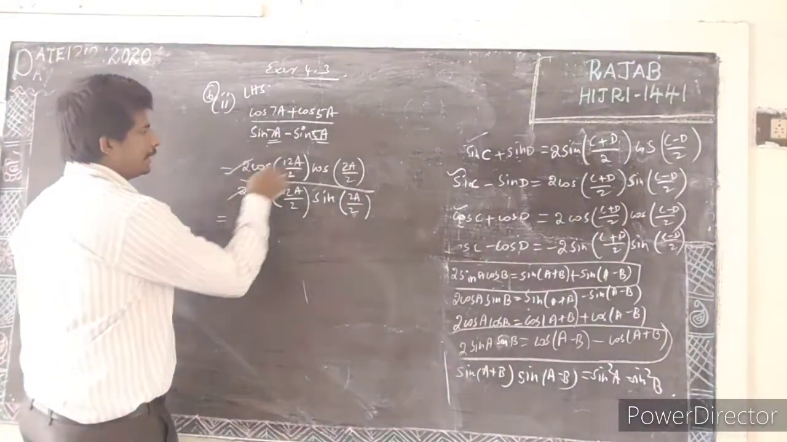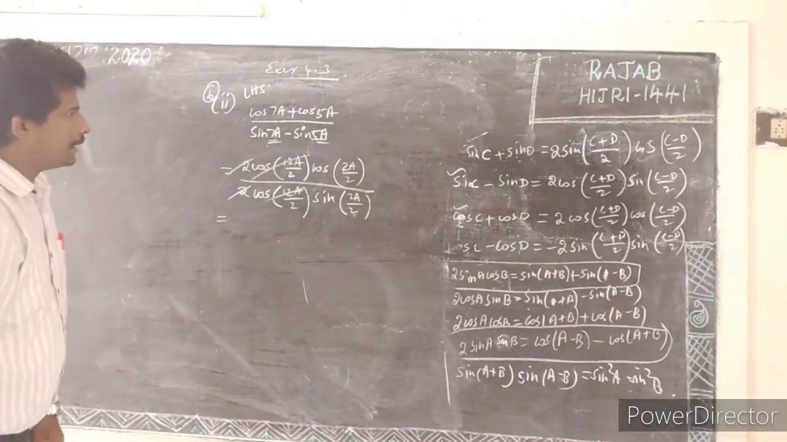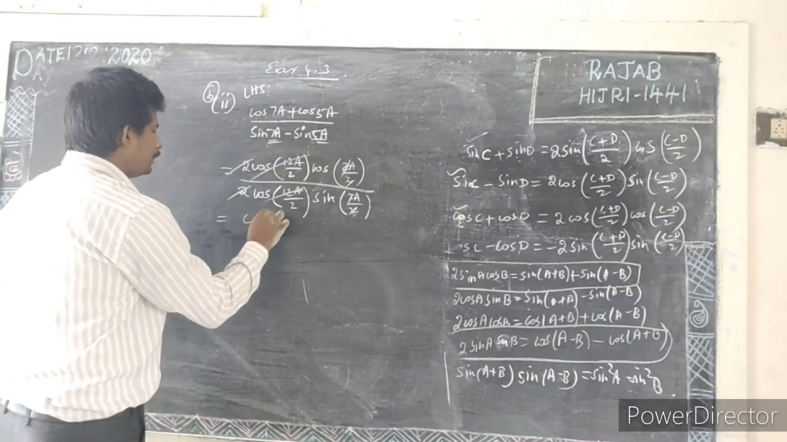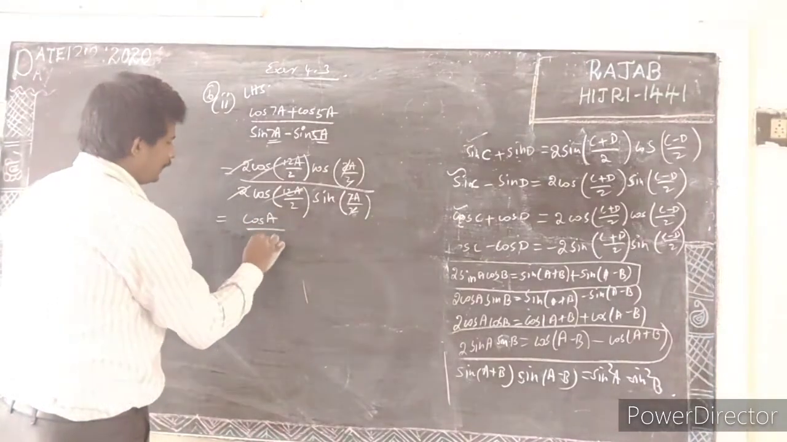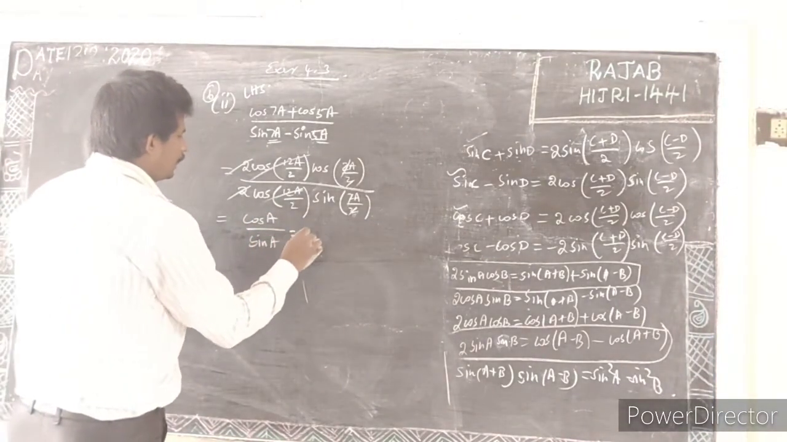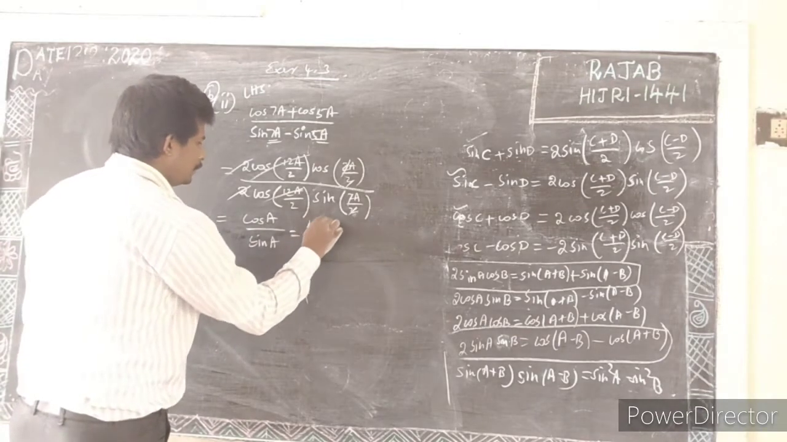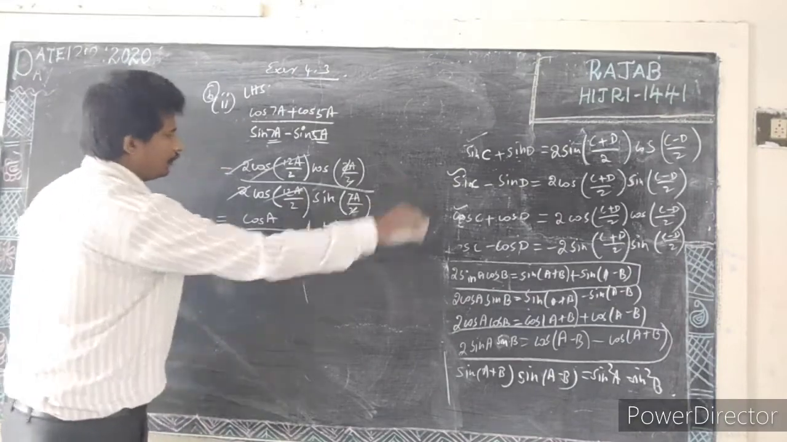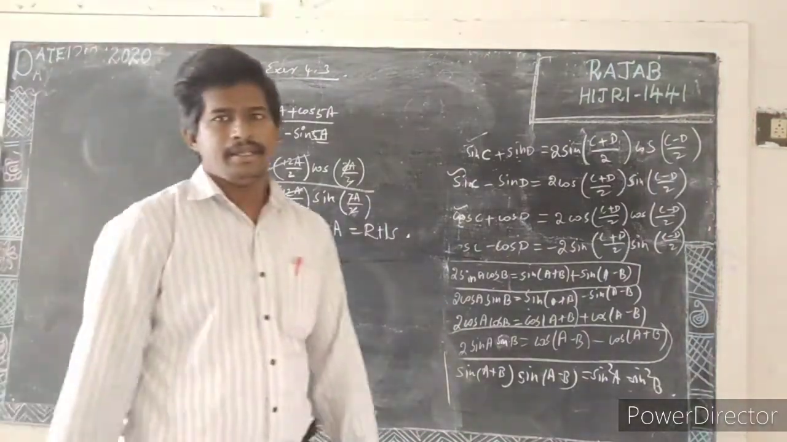Here we will have, this is equal to 2 will get cancelled, these two terms will get cancelled. So 2 will get cancelled, 2 will get cancelled. What's the remaining? Cos A by sin A. So we got our cot A. Cos A by sin A.